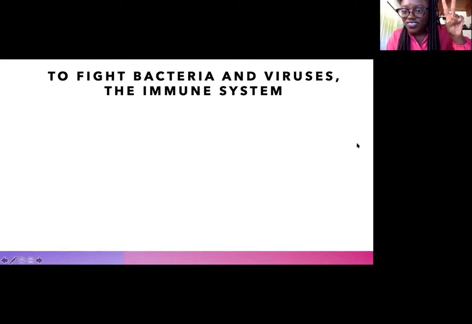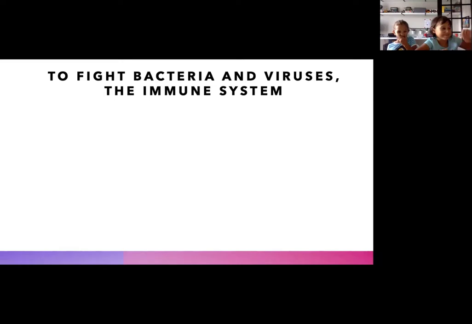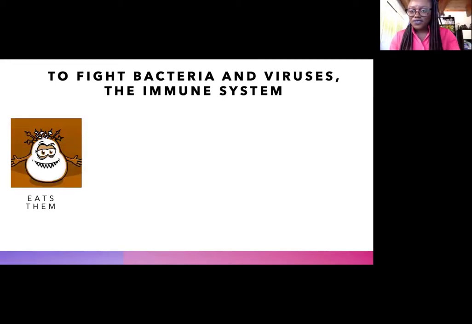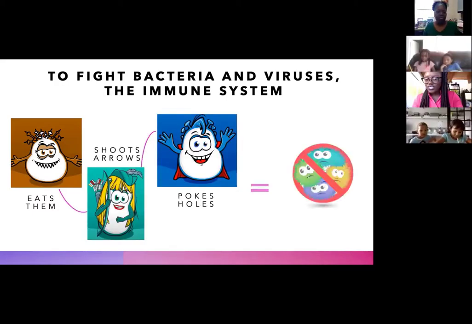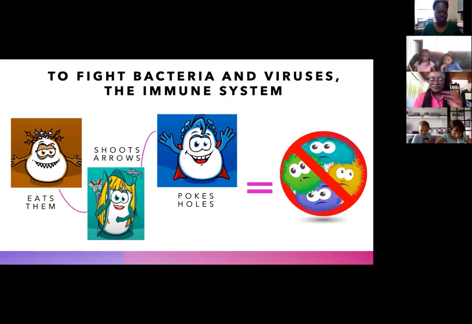Think of Robin Hood, think of arrows. Yes, Janie. Go for it. The buddy shoots arrows at the antibodies. Yes, so buddy has arrows called antibodies that it's able to shoot at the germs and let the immune system know, this is not friendly, let's get rid of it. So yeah, perfect. The immune system can eat them, as you guys said, it can shoot arrows at them, and it can poke holes, and then you have no germs and you will not be sick.